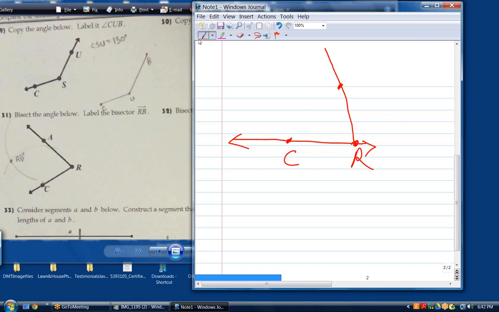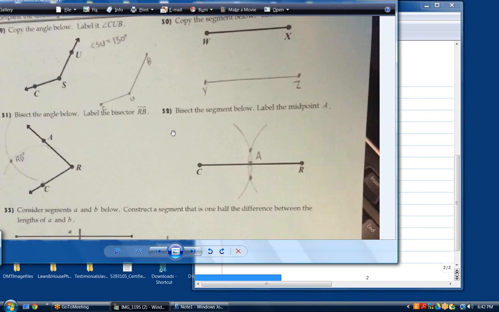Now to bisect the angle. We're done with putting the needle on R. We're going to put the needle on C and make sure we go at least halfway, so that we create an arc like that. Without changing the compass, put the needle on A and draw the arc from A. Wherever those two intersect, connect that line with R, and that is the bisector of that angle.